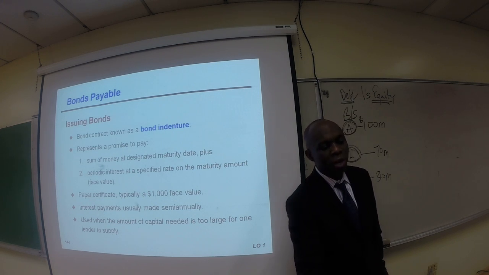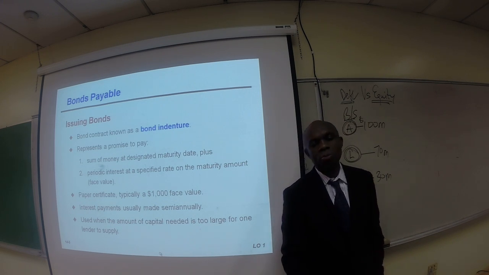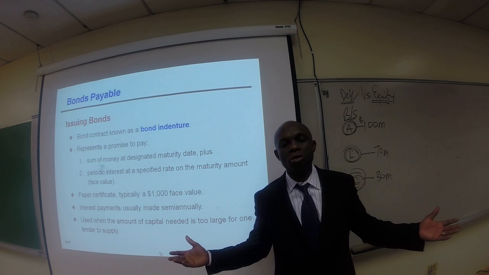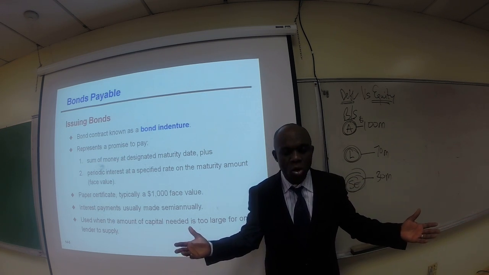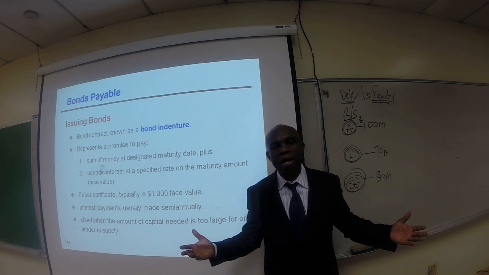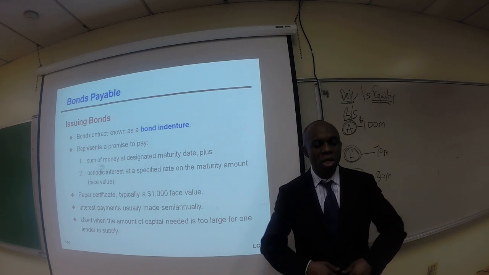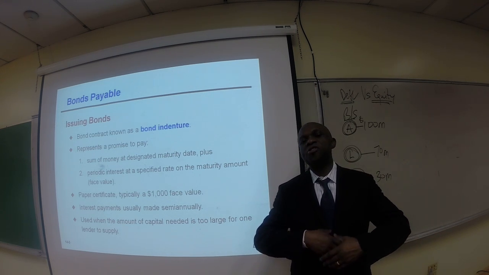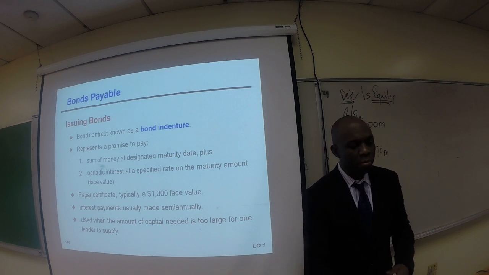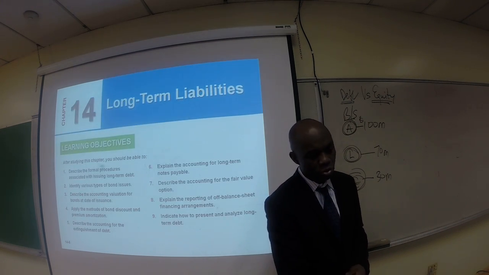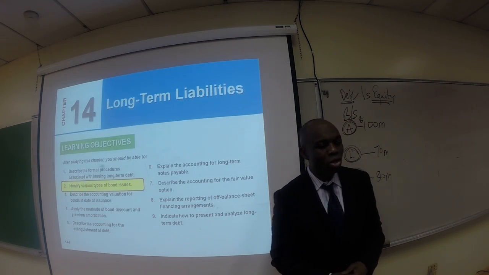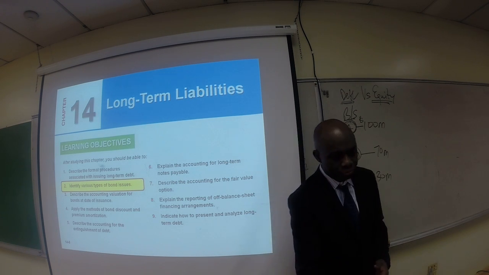It is used when the amount of capital needed is too large for one lender to supply. So if the company needs $500 million and no one bank or no one individual is willing to part with $500 million, the company can decide to issue bonds and have a lot of investors buy their bonds in order for them to raise funds. Moving along, let's take a look at objective 2.